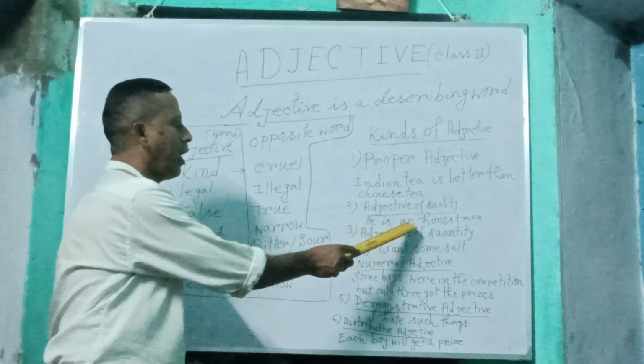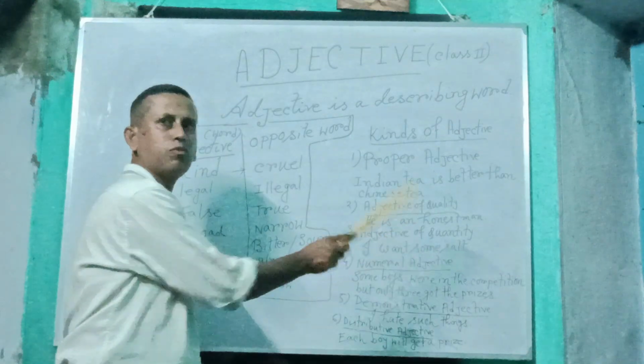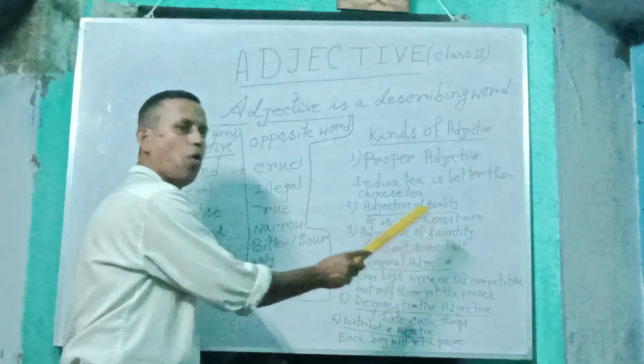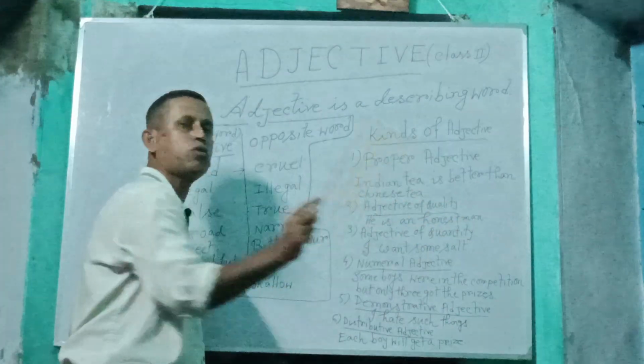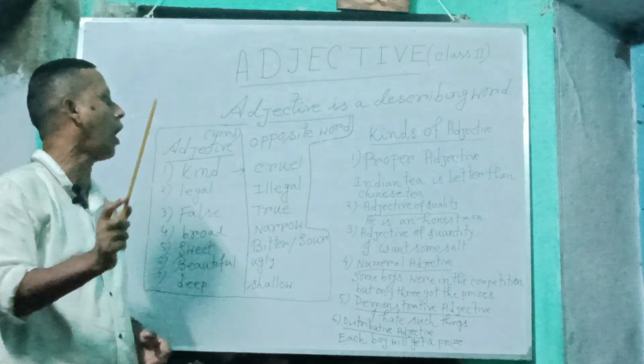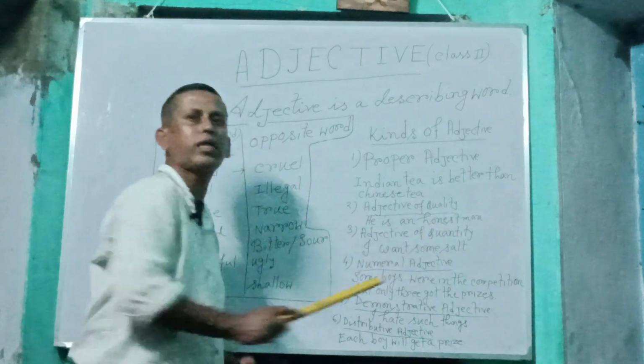So here, "an" is an article. This article is an adjective, we know. And next, "honest" is an adjective. Double adjectives are wrong. So when two adjectives are used in a sentence, a noun is compulsory. So "he is an honest man" is the correct sentence.